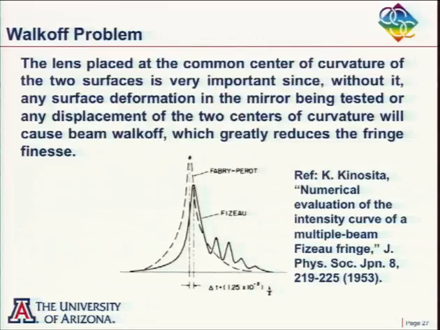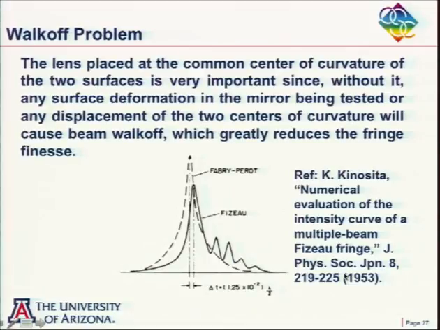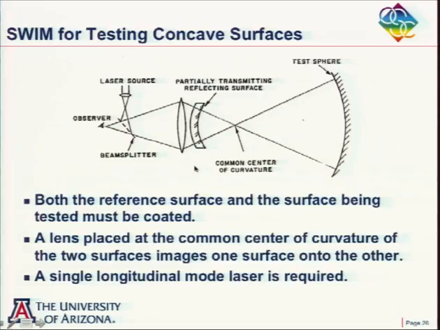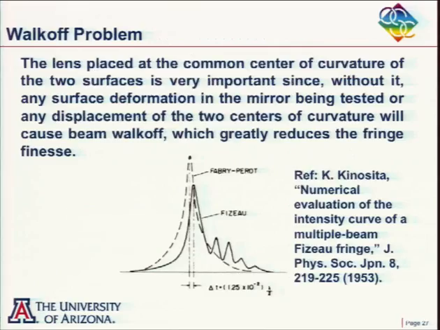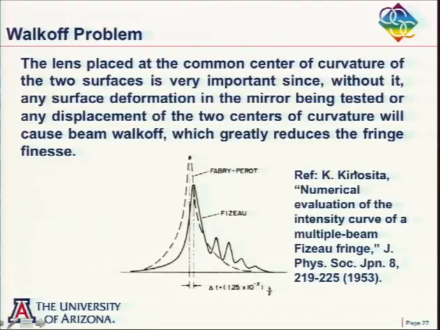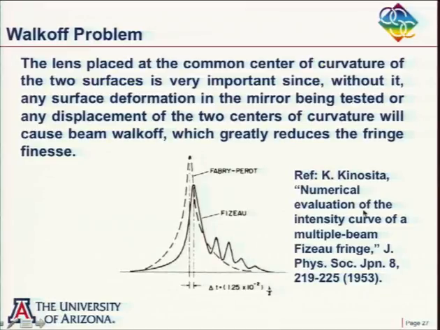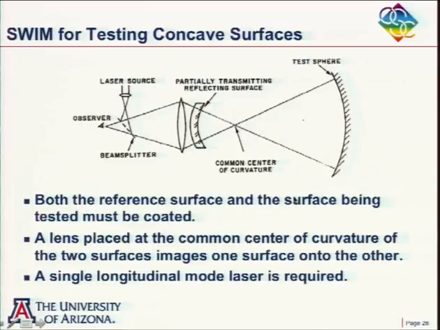And it turns out this had been studied a long time ago, in 1953. The battle between the LUPI and the SWIM was in the late 60s, early 70s. But if you go back in the literature, there was a very nice Japanese paper that calculated just what the fringes would look like here. And lo and behold, the walk-off really messes up the finesse of the fringes, and they're no longer sharp. So how can we get around that problem?